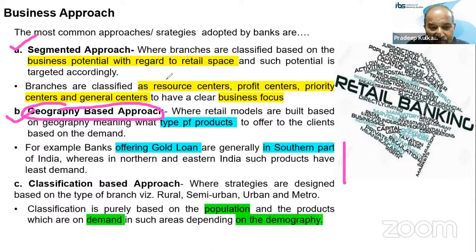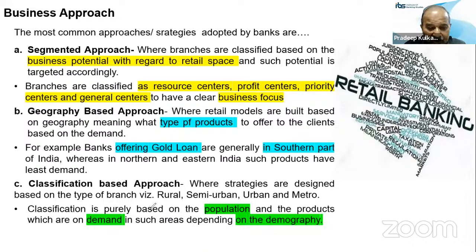Branches are also classified as resource centers, profit centers, priority centers. You can see the personal banking branch. When a branch is a personal banking branch, it is totally focused on retail business, isn't it? And secondly, let us say a large corporate branch. A large corporate branch may not give the most significance to retail, but they will definitely get the data. That data will be shared with the personal banking branch to cater to the requirements. So like this, segmentation of the branches, segmentation of the client, segmentation of the area.